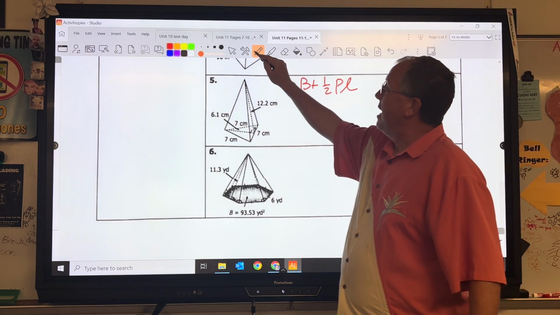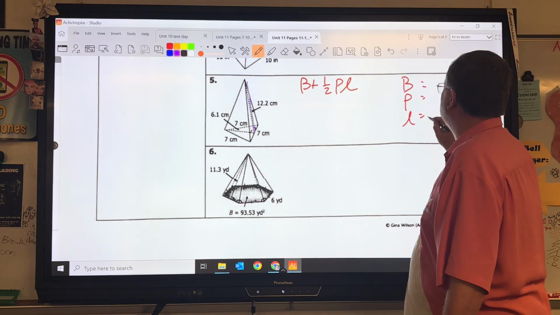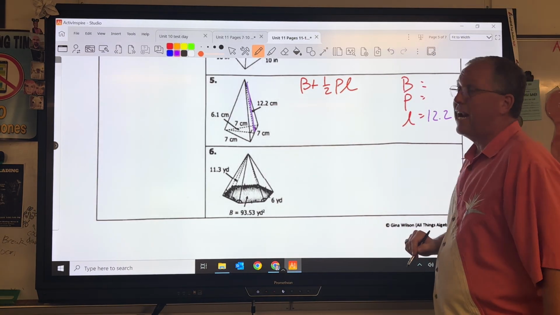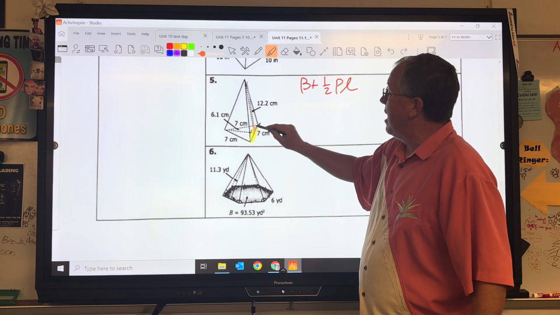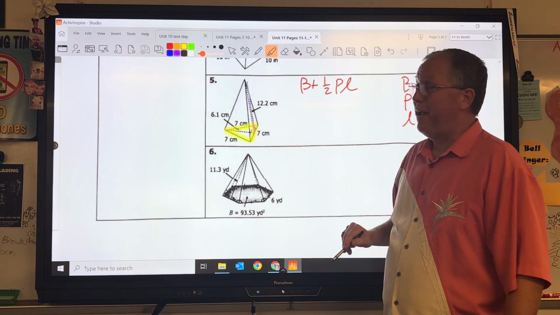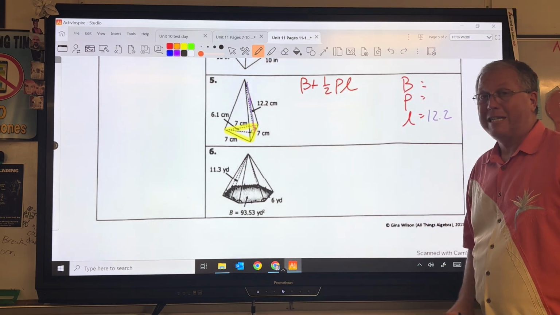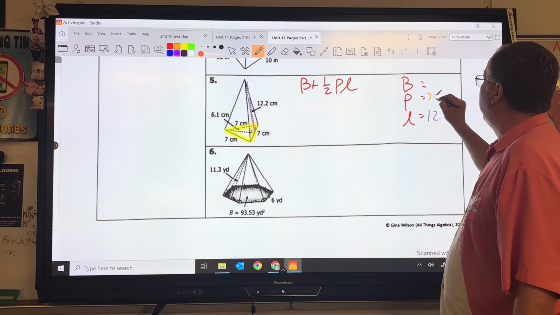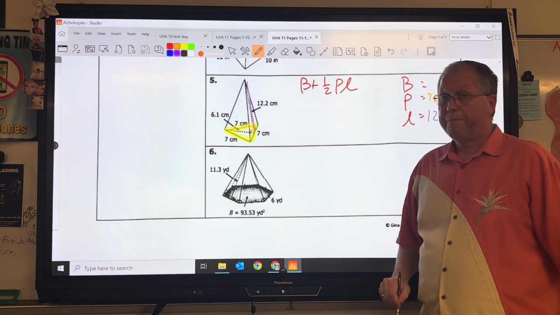The slant height I've identified right away. It's right here coming down the side of that triangle right there. It is 12.2, which is kind of nice. I don't have to try and find that one. My base is this triangle right down here. That is my base. You will notice that that is an equilateral triangle, 7 by 7 by 7. So my perimeter is 7 plus 7 plus 7. My perimeter is 21, right?